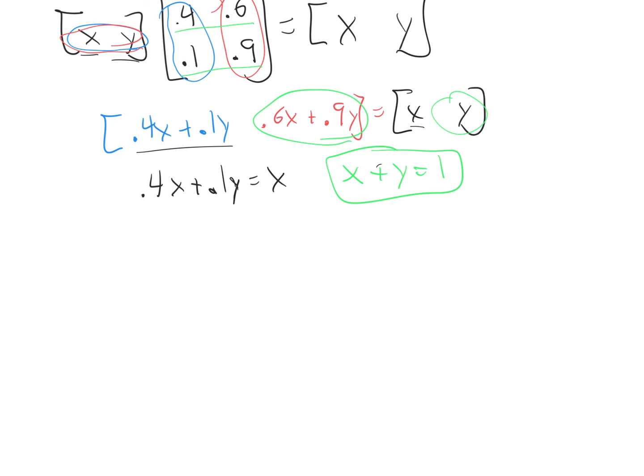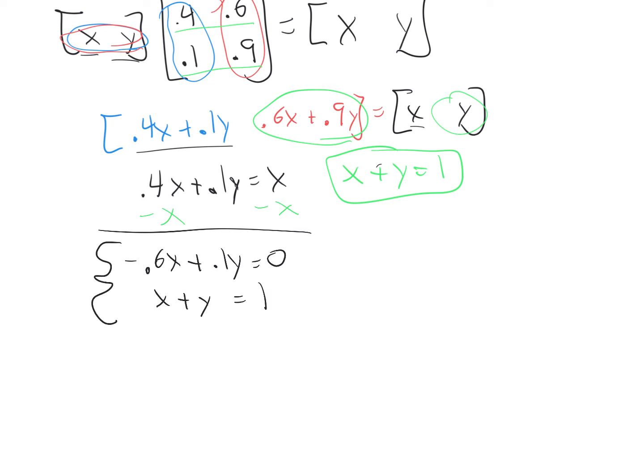And so now I'm going to solve this system by hand. And the way to solve this by hand is I'm going to get all the x's on one side in this equation. And so now I'm going to have negative 0.6x plus 0.1y equals 0. And then I have this as my other equation, x plus y equals 1. And so this is my 2x2 system that I'm going to solve. And I'm going to choose to solve it by elimination.